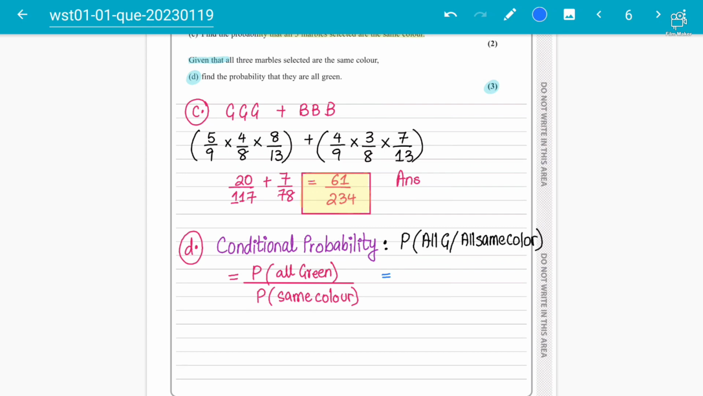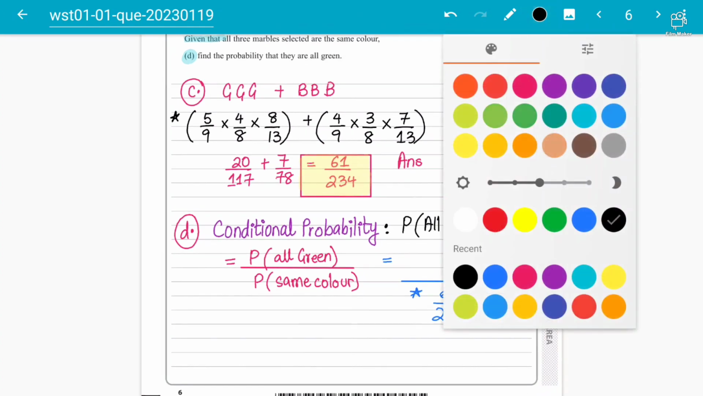So the denominator is already there for you. That denominator is, sir, 61/234, okay? Denominator is 61/234. That is already given to you, 61 upon 234, because of the probability of same color, which also means, I'll put a star here, the same as this whole thing, that is all three green and all three blue.